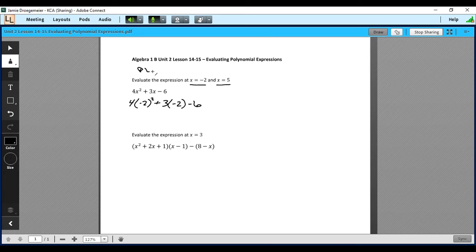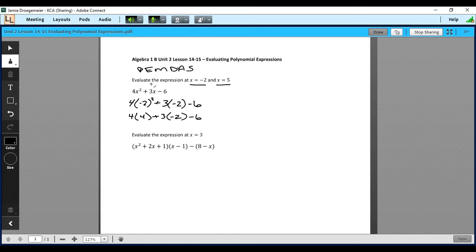So thinking of parentheses or grouping, there are no operations to do inside of parentheses. Then our exponents, well, we do have one exponent here, -2 to the second power, -2 squared. -2 squared is going to be 4. So this becomes 4 times 4 plus 3 times -2 minus 6.